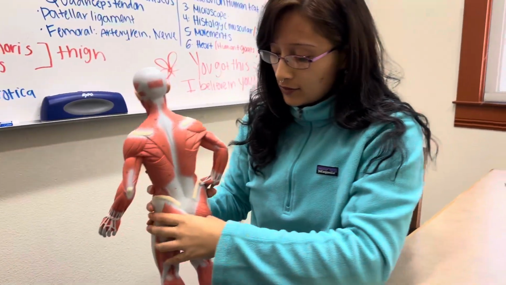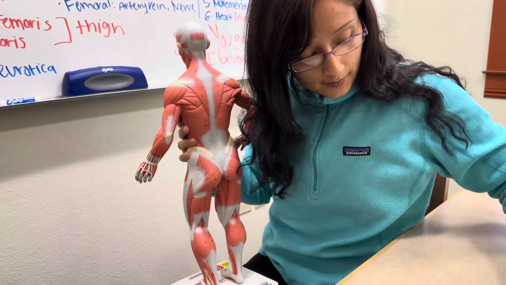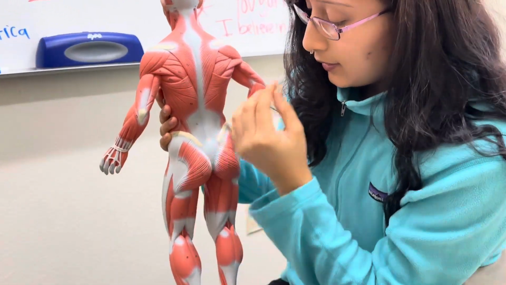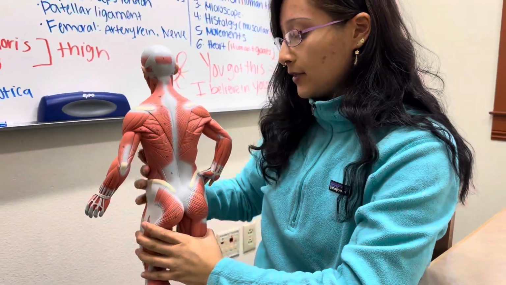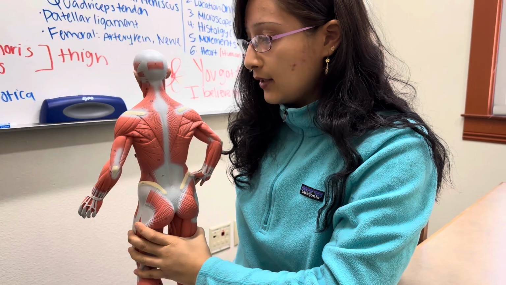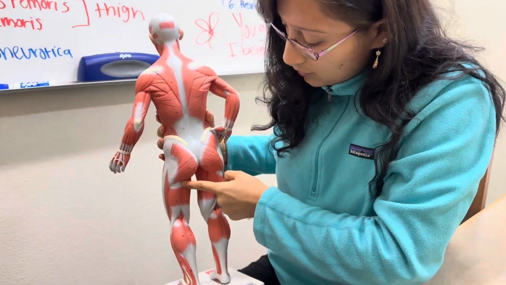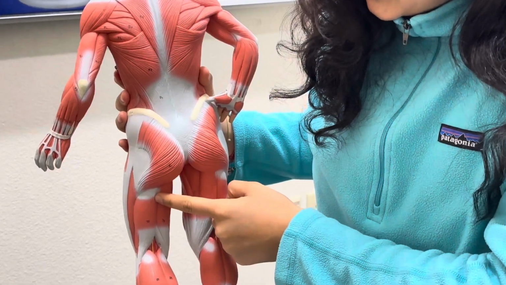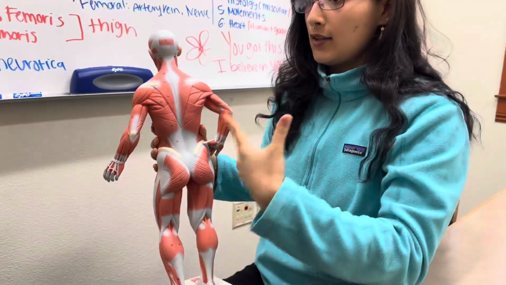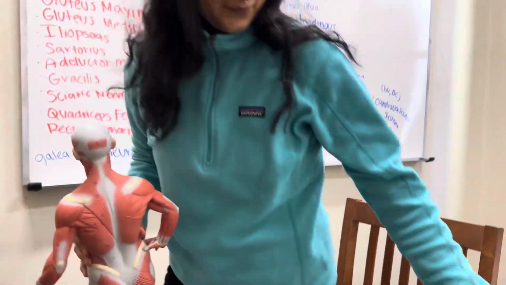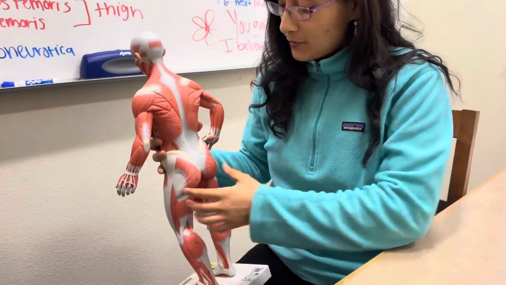Okay, starting off with the gluteus maximus. Taking this portion, the gluteus maximus originates from the ilium and the sacrum, and it goes down and inserts all the way to the gluteal tuberosity of the femur, and it allows you to basically extend the hip. Extend the hip meaning you're able to do this. We're extending the hip.